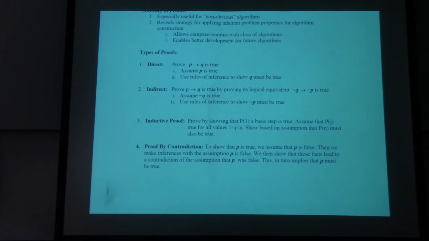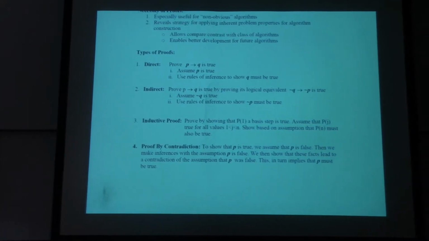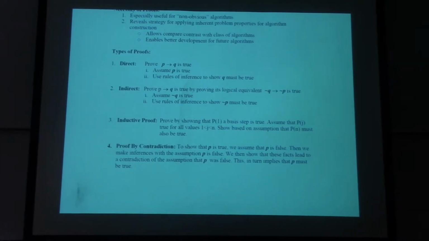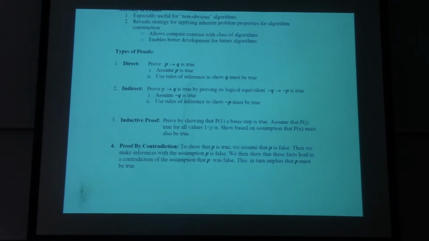We want to prove something is true, and typically what we want to prove is something that looks like this, or we write it like this. Anybody know how you read this? P implies Q. Another way of saying it is if P is true, then Q is true. If P, then Q. Now what does it mean, if P, then Q? If P is true, then Q must be true. Now, what is P?